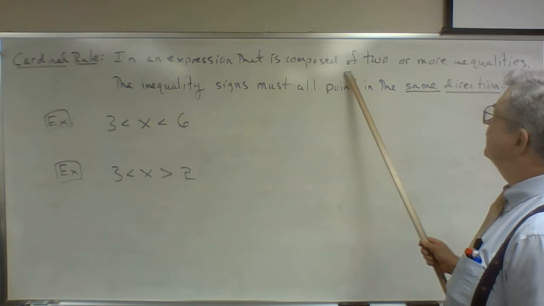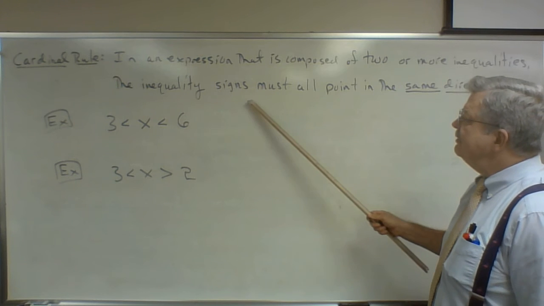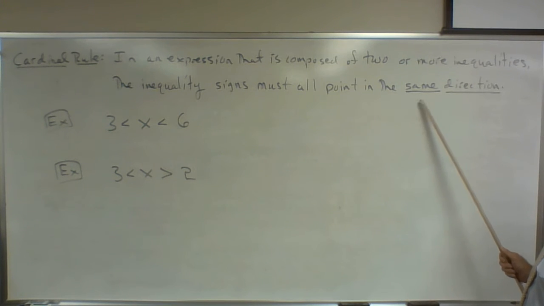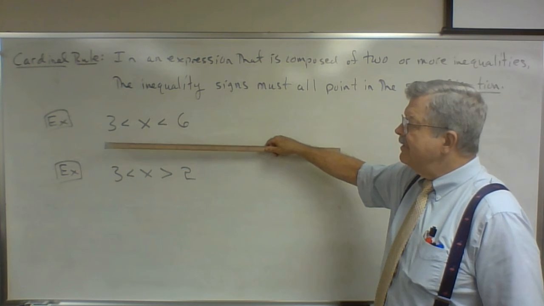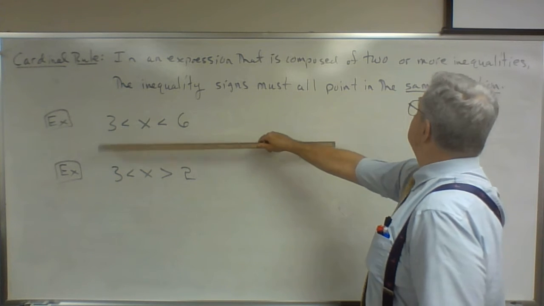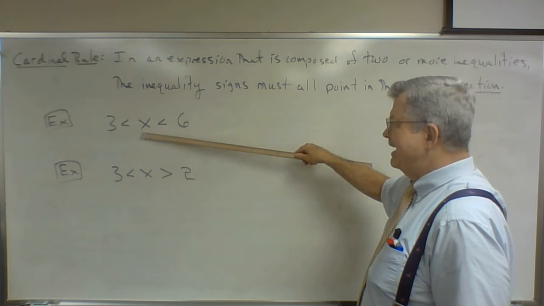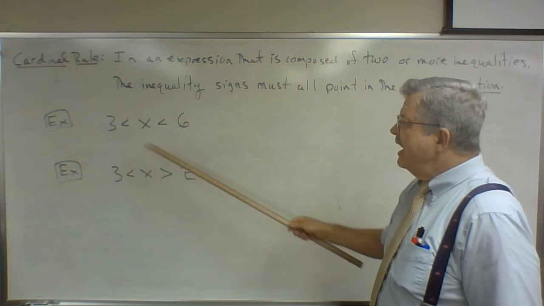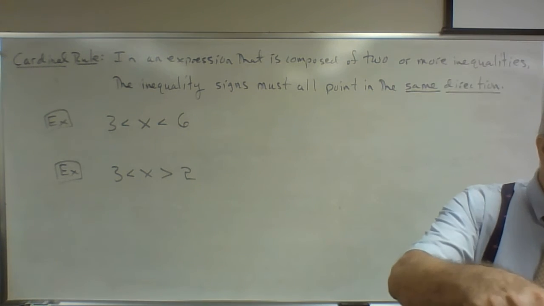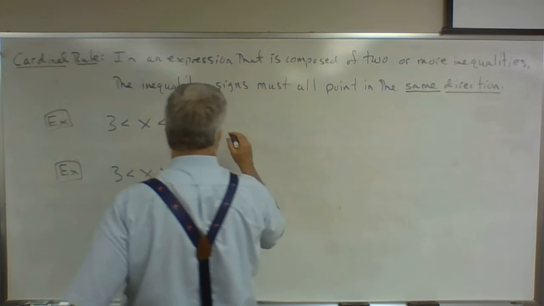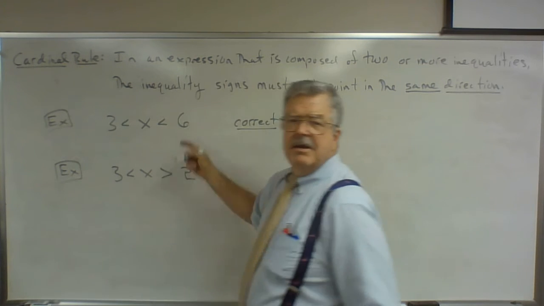In an expression that is composed of 2 or more inequalities, the inequality signs must all point in the same direction. Here's an example. We have an expression composed of 2 inequalities. 3 is less than x, and x is less than 6. And the inequality signs are both pointing in the same direction. No problem here.